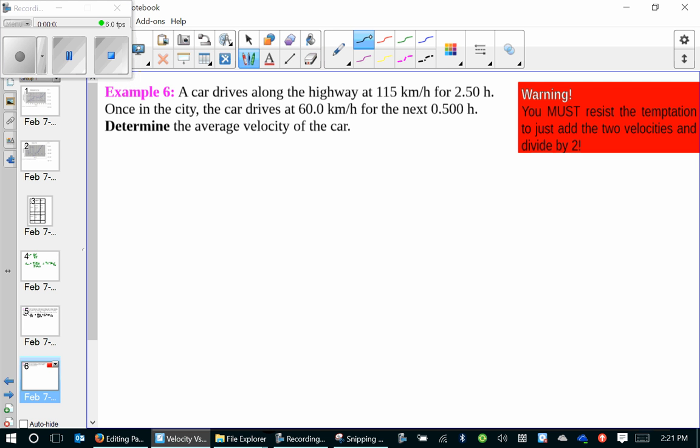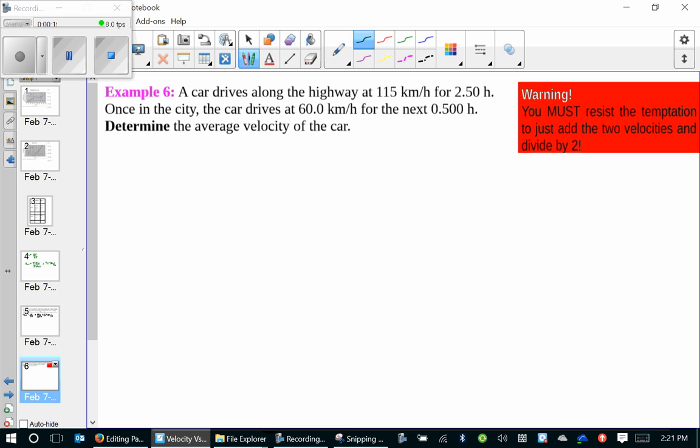Here's another average velocity question. A car drives along the highway at 115 kilometers an hour for 2.5 hours. Once in the city, the car drives at 60 kilometers an hour for the next half hour. Determine the average velocity of the car.